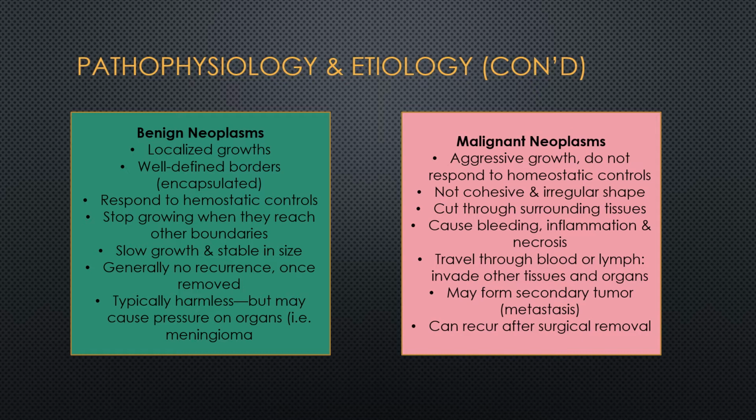Malignant neoplasms are aggressive. They don't respond to homeostatic controls. They're not cohesive, and they're irregular in shape. They can cut through surrounding tissues. There are no boundaries that stop them. They cause bleeding, inflammation, and necrosis. They travel through blood or lymph and invade other tissues and organs. They may form secondary tumors, and that's metastasis, and they can recur even after surgical removal.